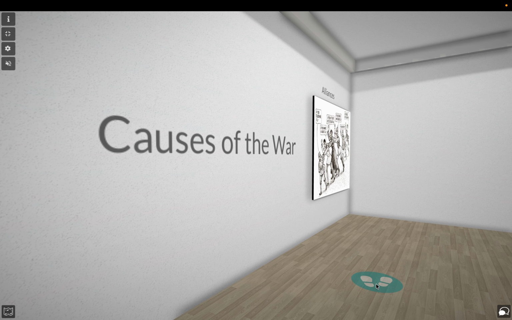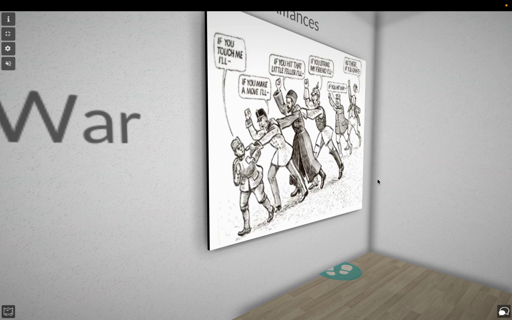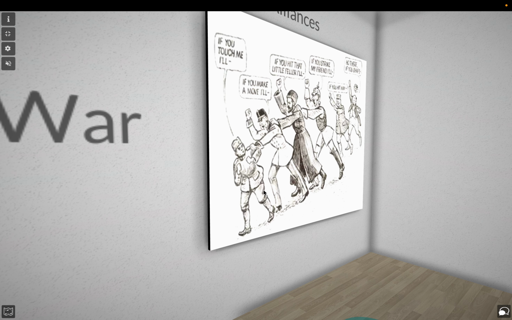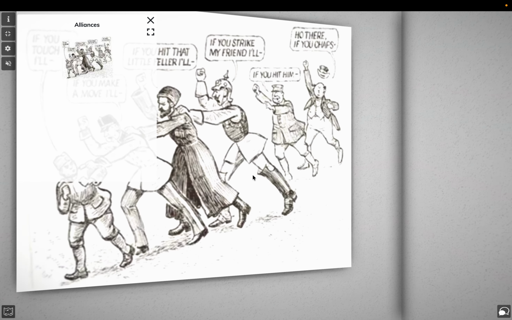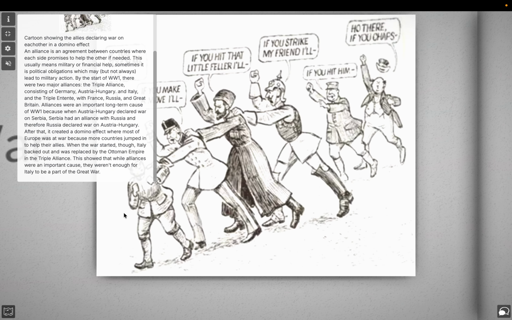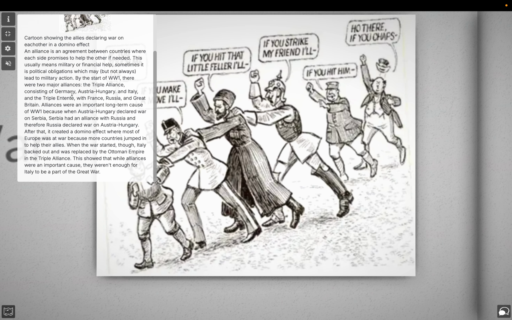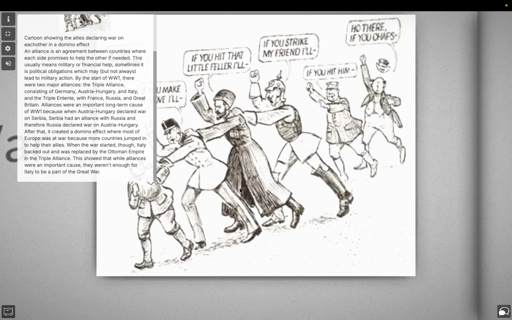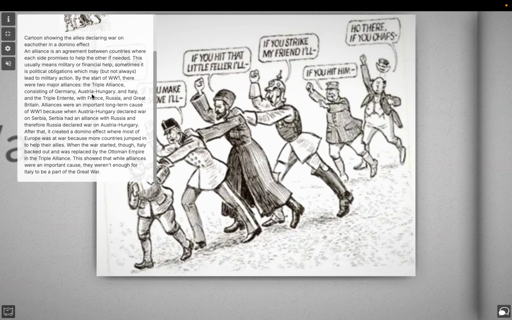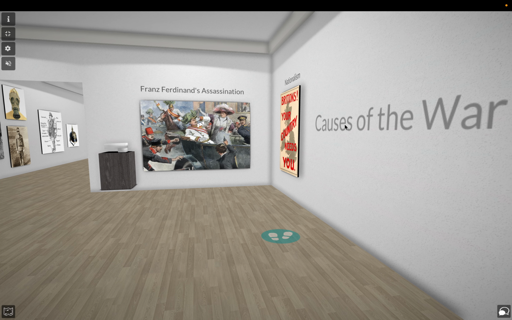It's because of alliances. This was another long-term cause of World War I. So after Franz Ferdinand was killed, Austria-Hungary declared war on Serbia, which caused Serbia's friend Russia to declare war on that, and then it turned into a whole domino effect with Germany, Britain, all these different countries coming in to help their allies, because an alliance is a political agreement between countries to help and support each other, and these countries wanted to join the war to gain a lot of different things.